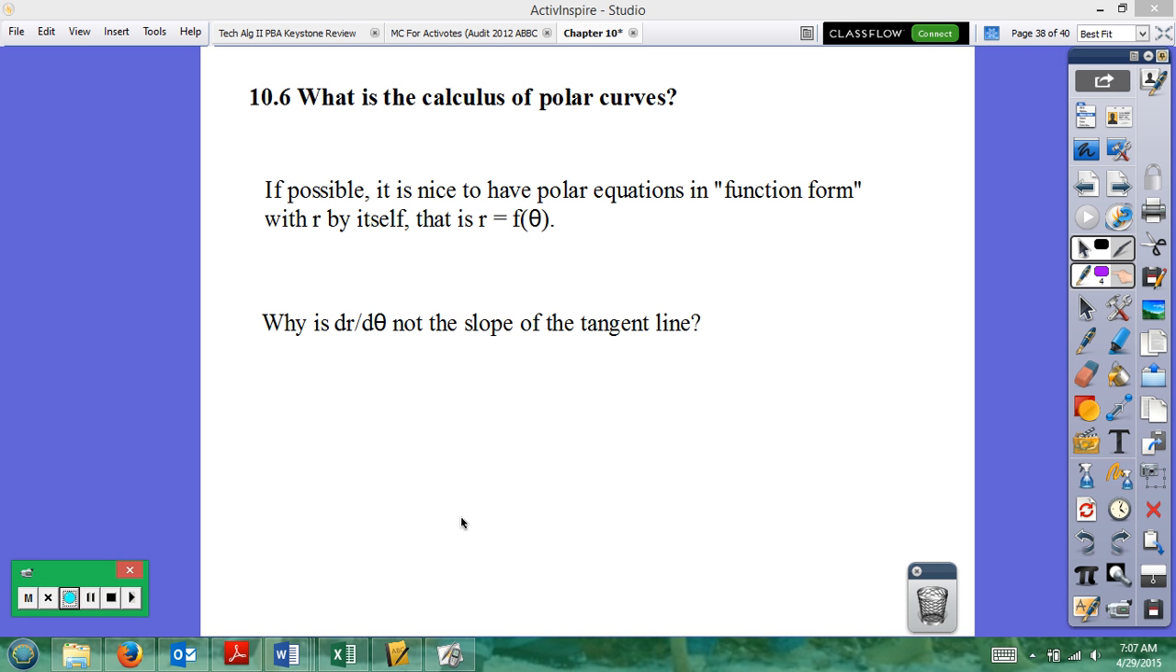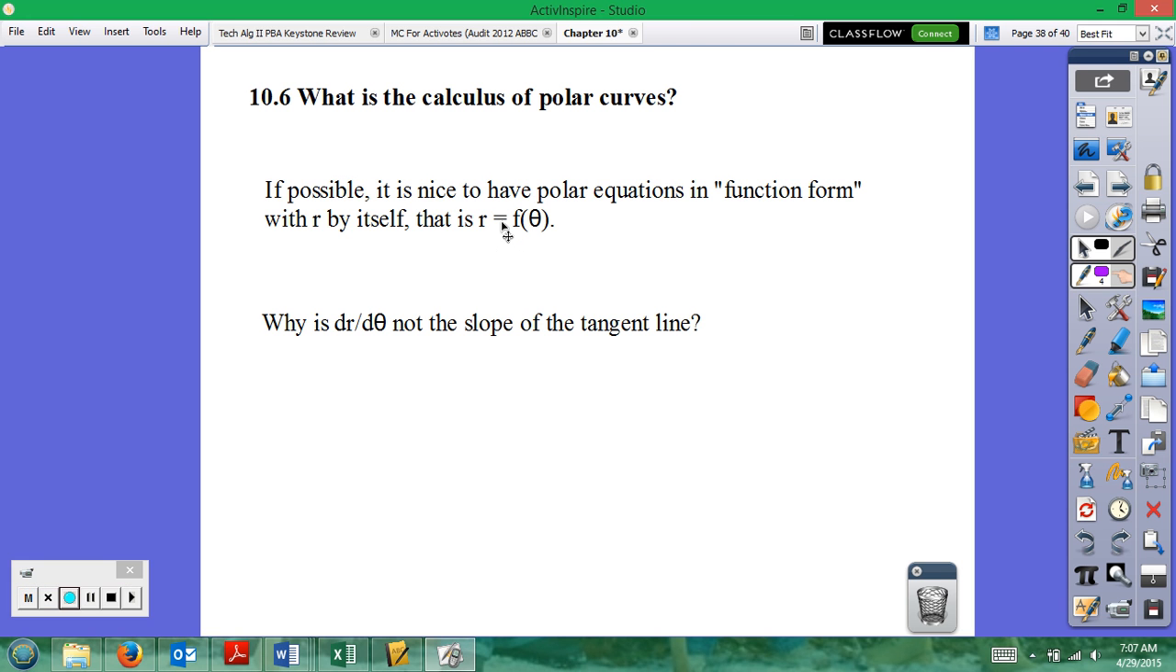Okay, for this last section, we're going to be looking at the calculus of polar curves. When you look at the problems, it's ideal if we have polar equations in function form where r is by itself. So r is the dependent variable, theta is the independent variable, so r depends on theta. Look at that: r equals f of theta. That just means r is by itself, and the other side just has the angle in it.